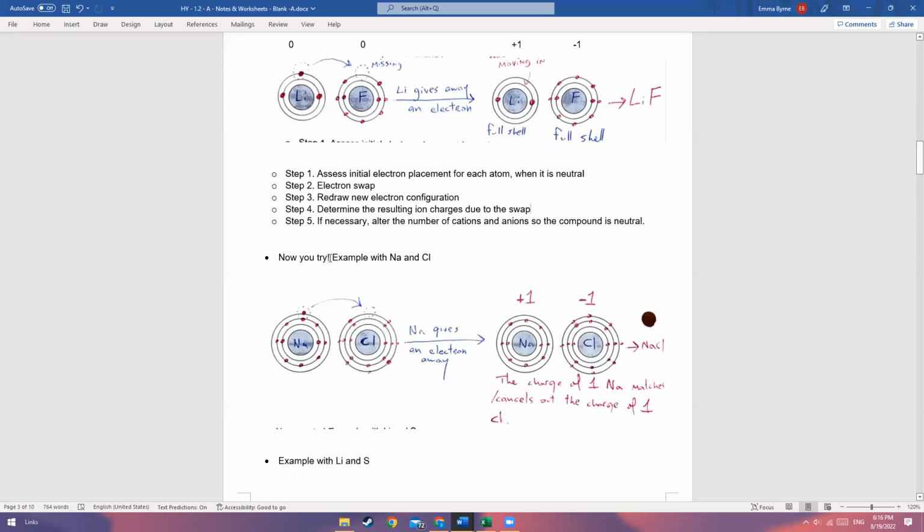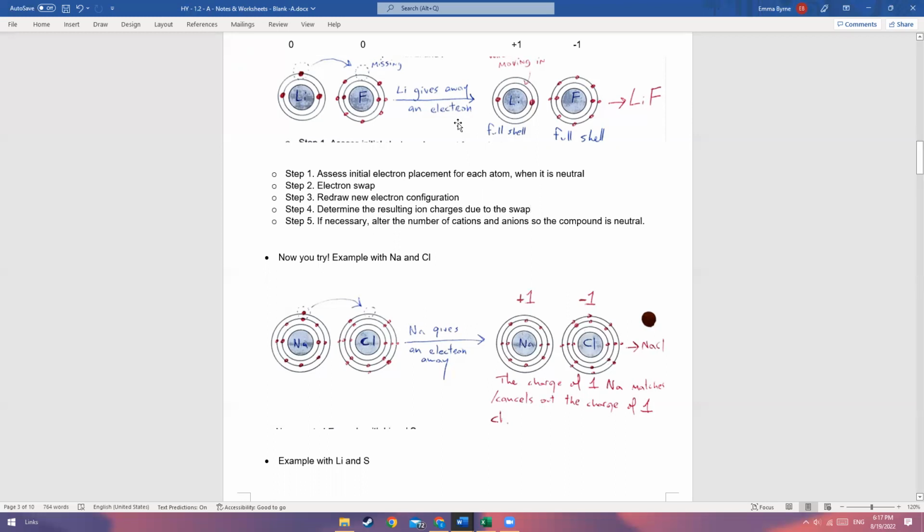Now chlorine has 7. Chlorine is very close to having a full valence shell. So the extra valence electron from sodium will go to chlorine. And so once sodium gives away 1 electron, it would have a net charge of +1. And chlorine, having accepted an electron, would have a net charge of -1.